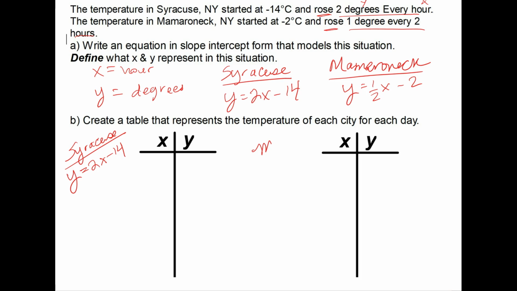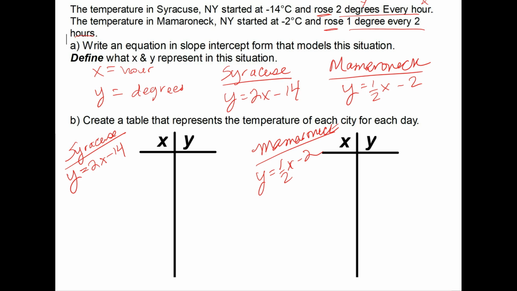And then we have the Mamaroneck. That's a mess. Whew, goodness. Work on that handwriting, Mr. O'Neill. All right.